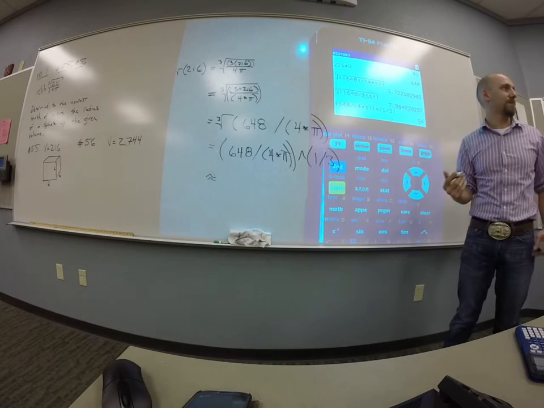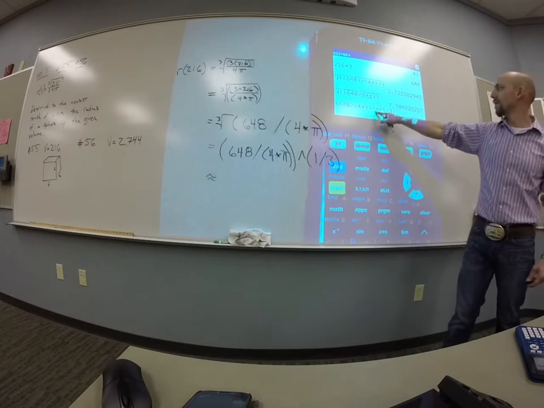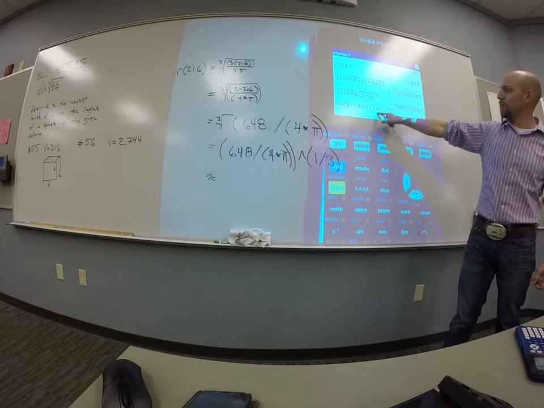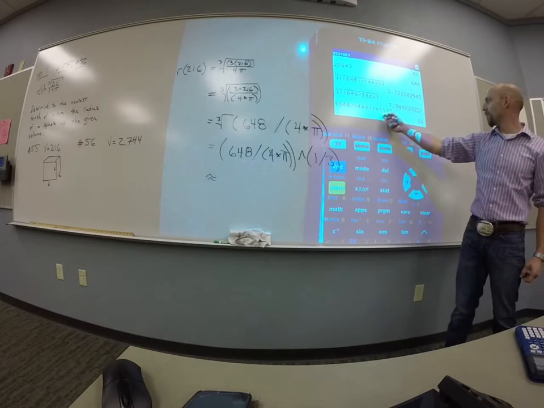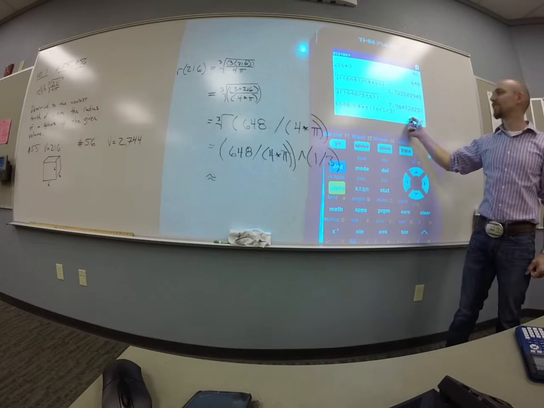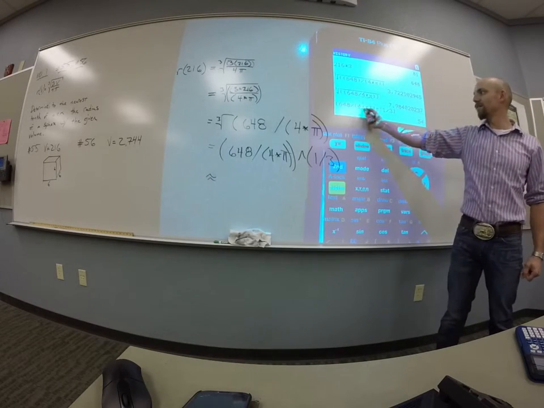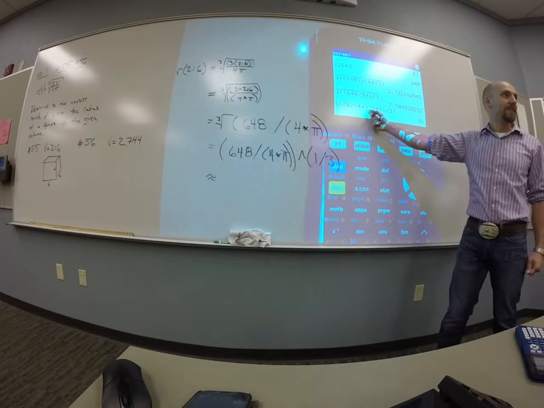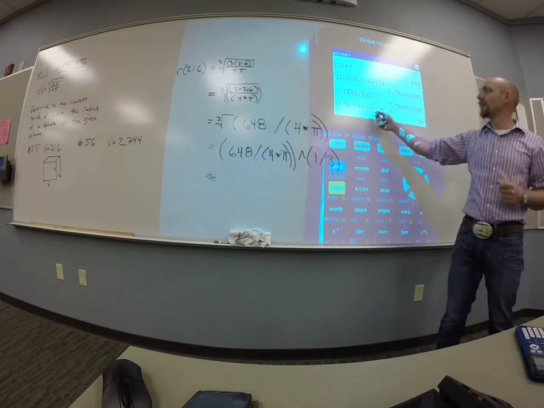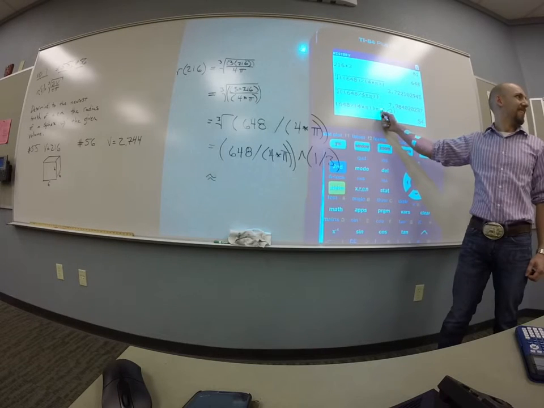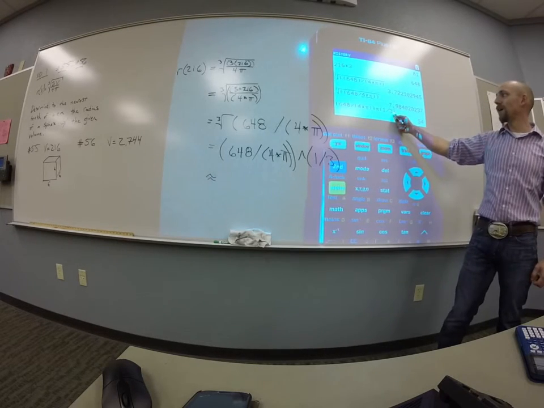Cool? That bottom one, it's supposed to be a caret, but I didn't press the second. So this one got really dorky, right? Because this one took 648 divided by 4 times pi. Then it multiplied by pi. The pi's canceled, right? Then it multiplied by a third.